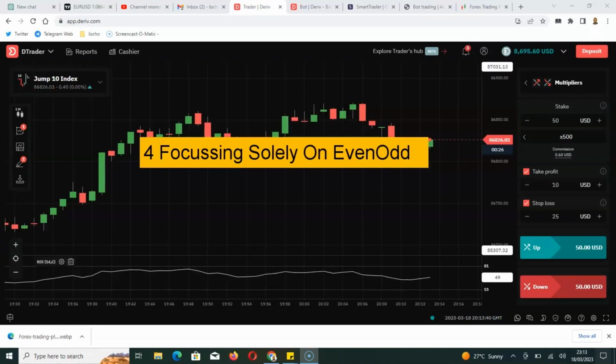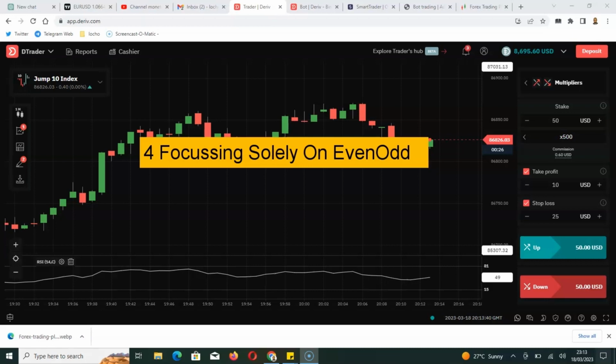So the fourth mistake that most people commit when trading the EvenOdd is to solely focus on EvenOdd strategy. While EvenOdd strategy can actually be very effective, it's important not to rely solely on this strategy, but it's wise that you incorporate other technical indicators and analysis methods that can really help you make better trading decisions and also improve your overall performance.